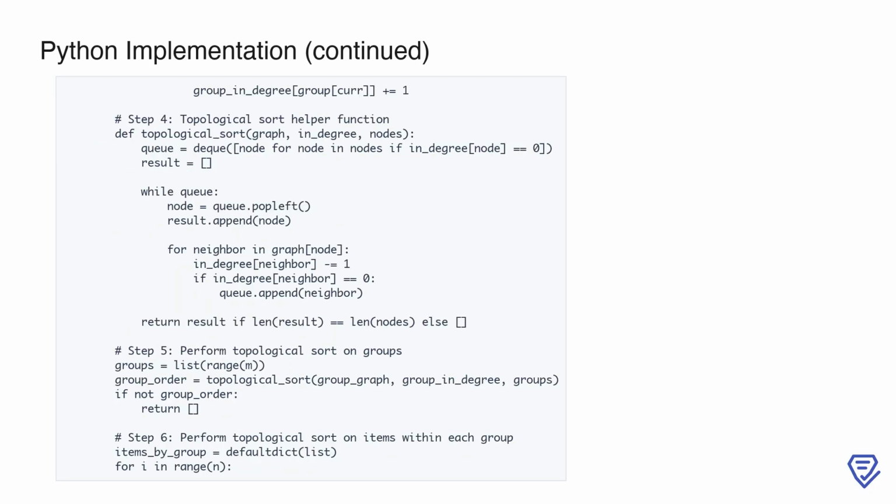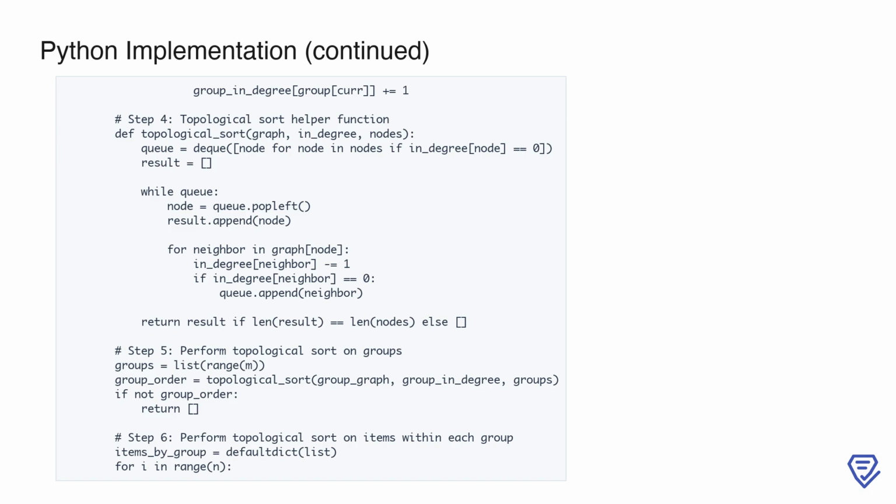Once the group level dependencies are fully captured, we continue by defining a helper function for topological sorting. This function takes in a graph, an in_degree array, and the list of nodes to process. It initializes a queue with all nodes that have no incoming dependencies, meaning their in_degree is 0. These nodes can be processed immediately. As we process each node, we append it to the result list and reduce the in_degree of its neighbors in the graph. If a neighbor's in_degree becomes 0, it's added to the queue to be processed next. The function ensures that all nodes in the graph are sorted topologically, provided there are no cycles. If a cycle exists, the function returns an empty list to indicate failure.